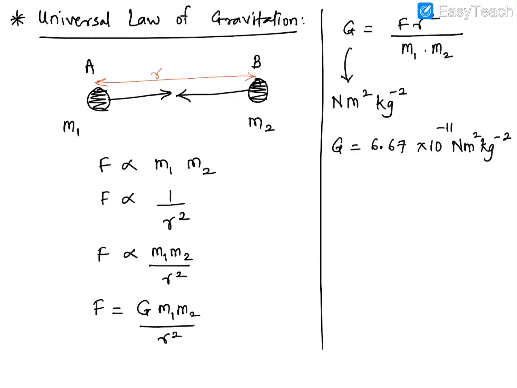So I'll repeat once again. What can you say about the gravitational force between two bodies? It is directly proportional to the product of their masses, inversely proportional to the square of the distance between them, and it is always attractive, which we already learned in the A part of the chapter: gravitational force is always attractive, it is never repulsive.